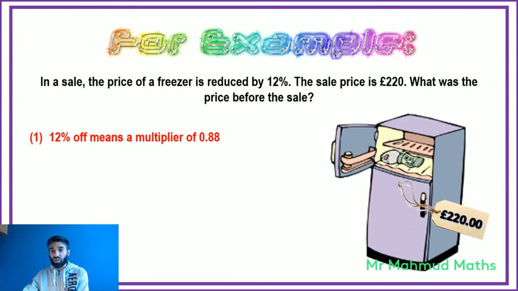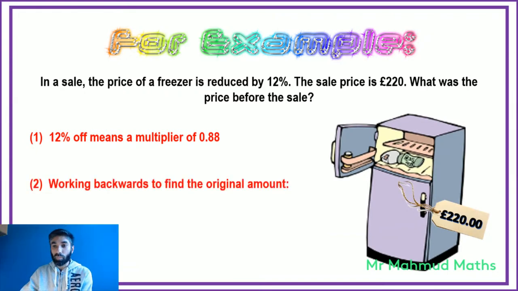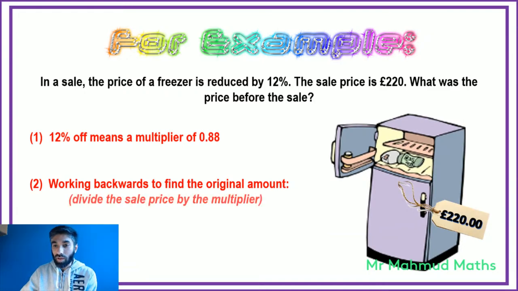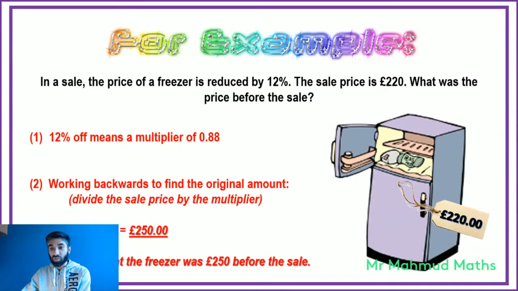248. So let's have a look what the answer is. 12% off means the multiplier is 0.88. Working backwards to find the original amount, divide the sale price by the multiplier. So 220 divided by 0.88, which is £250. So that was the answer. £250 is the answer. This means the freezer was £250 before the sale.